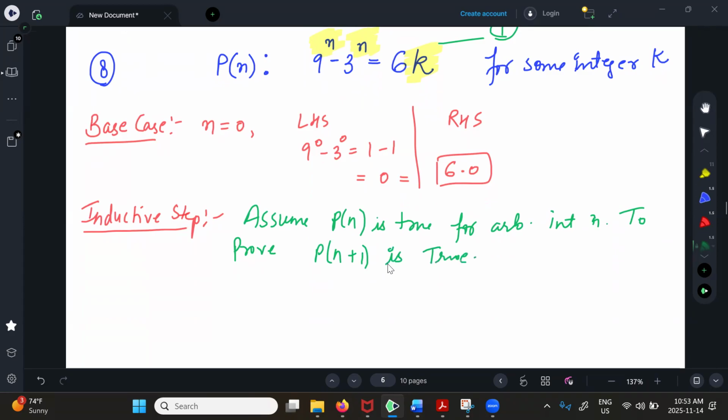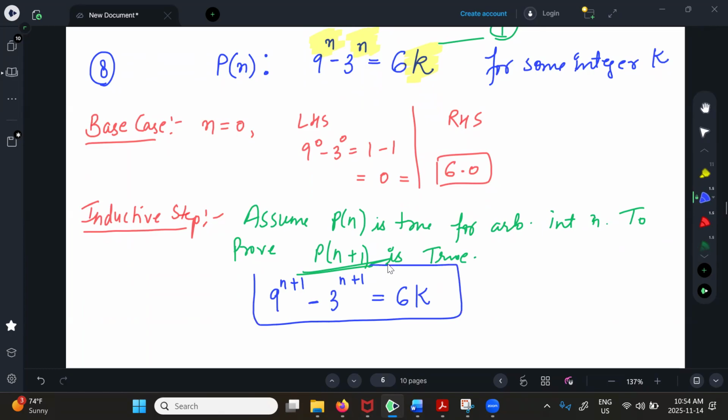It's very important that we know what we are trying to prove in a question. The goal should be very clear in writing and in your mind. You should be very clear what you are trying to prove. Otherwise, we'll be lost. I'll be lost reading your proof. Now, let's write it out. What the heck is Pn plus 1? This is replace n with n plus 1. We are trying to prove this equals 6 times k for some integer k. This is what we are trying to prove.